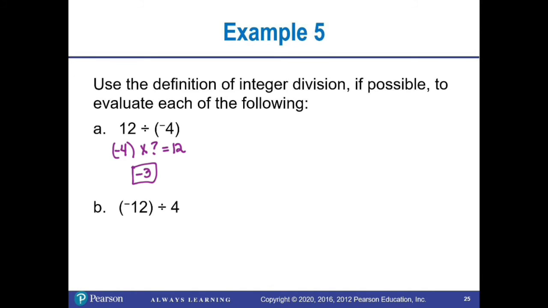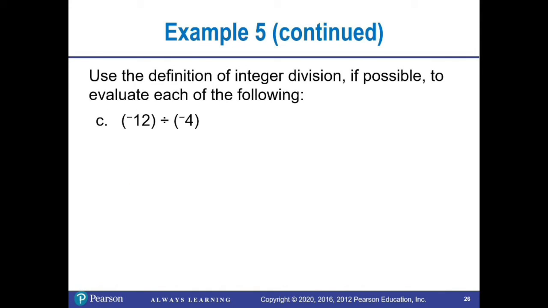Part B, we have negative 12 divided by 4. So 4 times what makes negative 12? Again, I know that 4 times 3 makes 12, and I need to decide if this is a positive 3 or a negative 3. My answer is negative. My first factor is positive, so 3 has to be a negative. 4 times negative 3 makes negative 12.